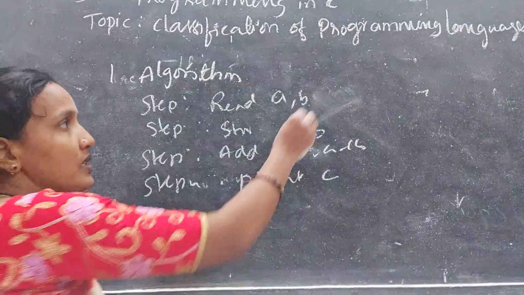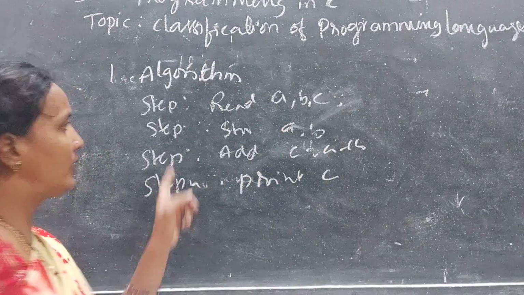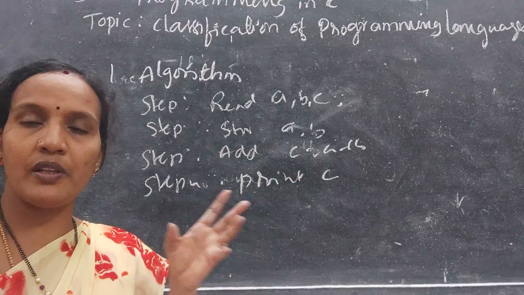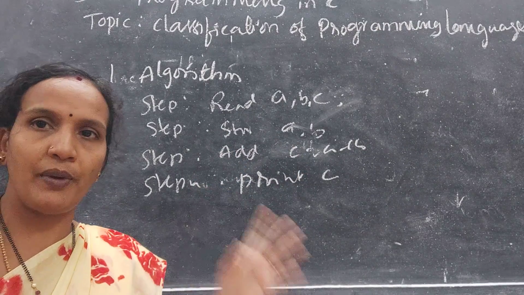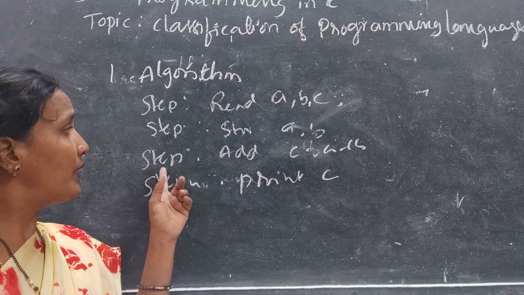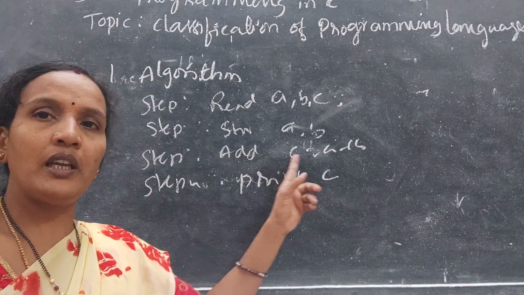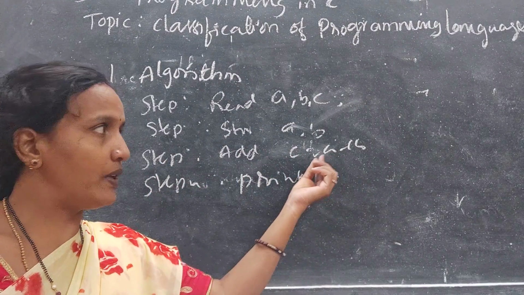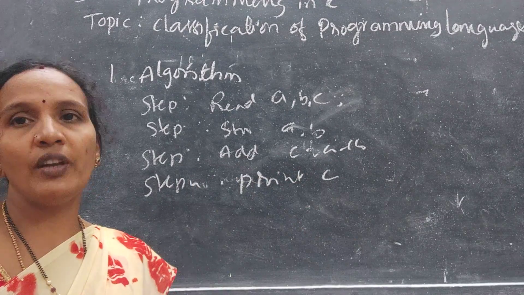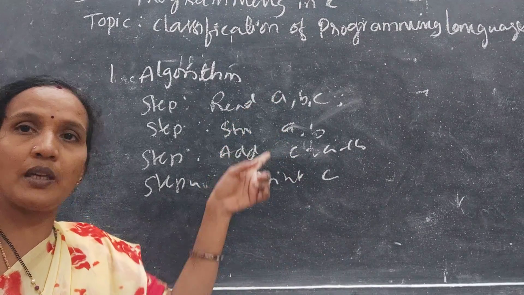You can take c also, no problem. Next step, we are storing a, b, meaning we are storing a value and b value. Next we are adding c equals a plus b, meaning we add a plus b and store it in c. Finally we are printing c. So it is a step-by-step process.